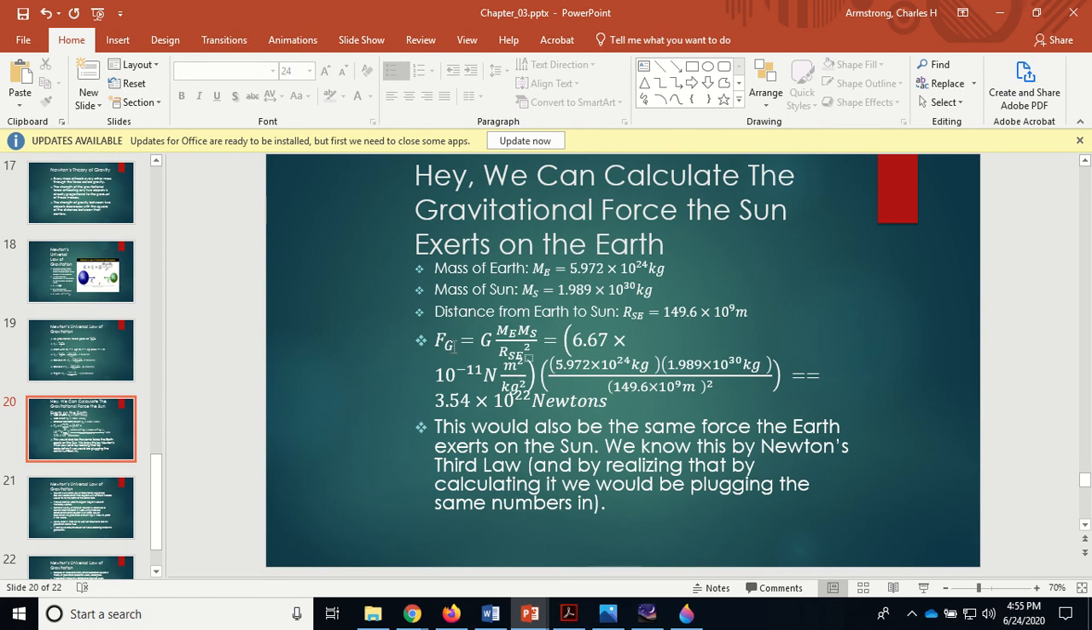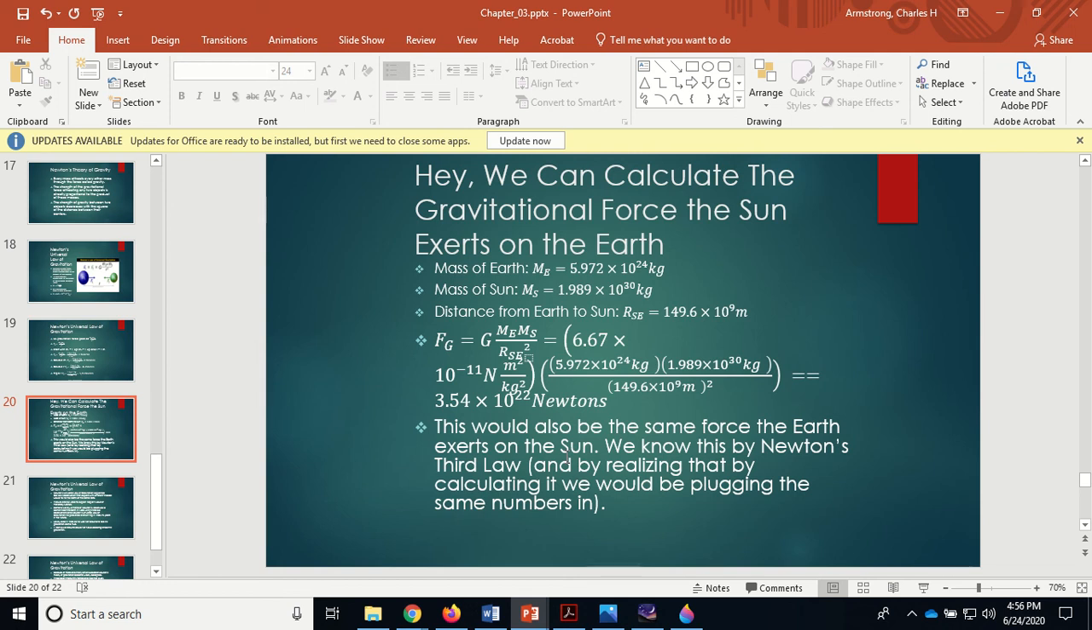So gravitational force equals that equation there, and it got messed up here. Anyway, it's going to be 3.54 times 10 to the 22nd newtons. This would also be the same force the Earth exerts on the Sun. Remember Newton's third law? Third law says that for every force, there's an equal and oppositely directed force. In other words, one body exerts a force on the other body, which exerts an equal and opposite force on the first body.